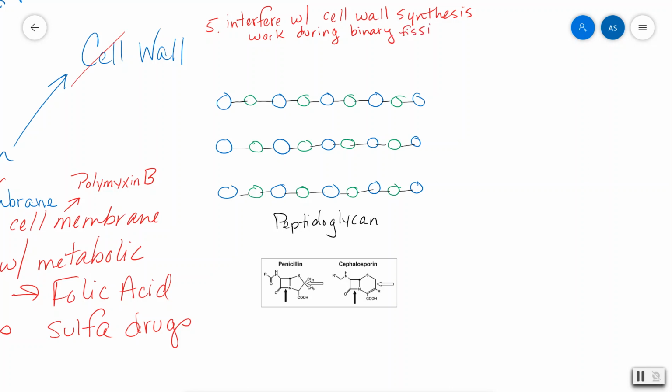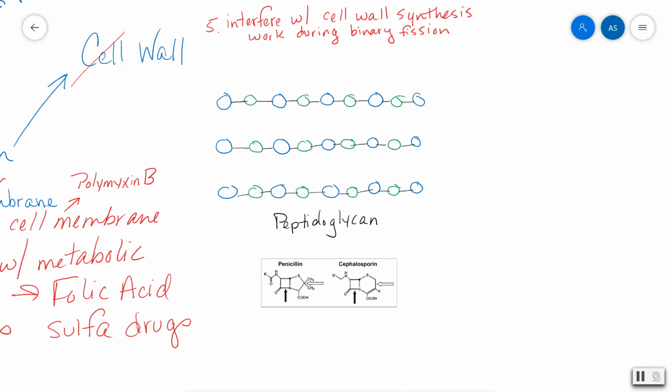That's why knowing the generation time of the bacterium that you're targeting is important. If it has a long generation time, if it doesn't go through binary fission very often, these drugs aren't going to work very well. If it's a bacterium that replicates very quickly, it has a short generation time, then these drugs are probably going to work fairly well for that bacterium. So there are different ways to interfere with cell wall synthesis.